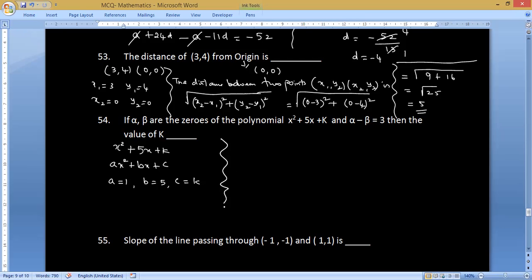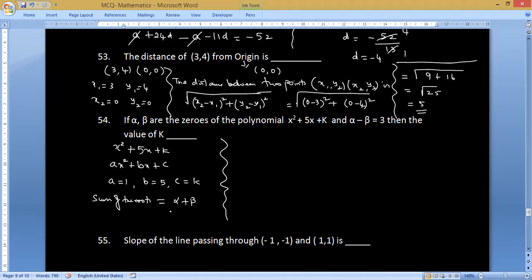Okay. So sum of the roots. Sum of the roots means alpha and beta are the roots. Sum means we have to add. So sum of the roots means alpha plus beta.